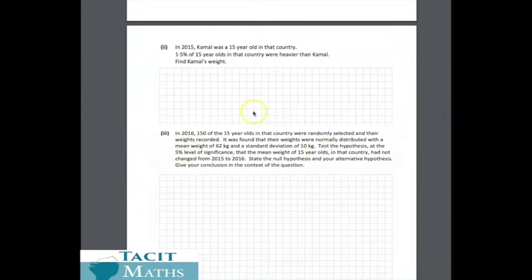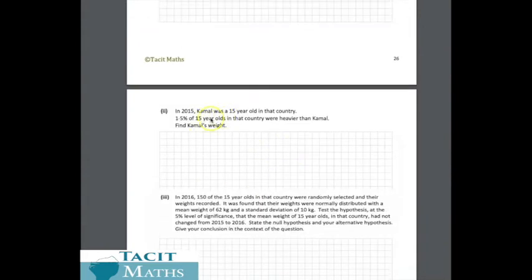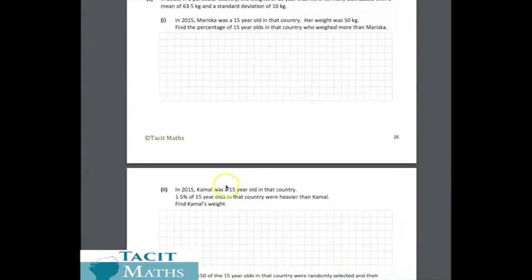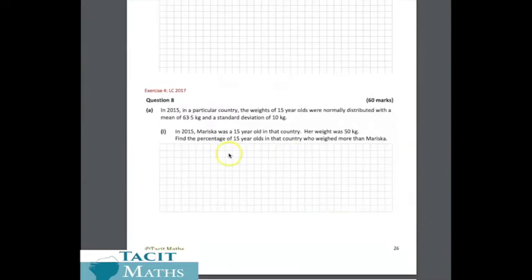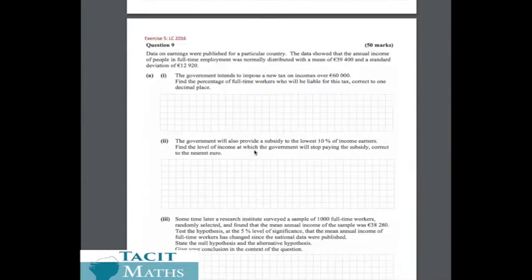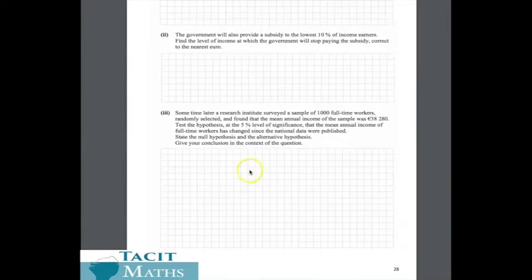But what you'll find is that in nearly all of these 50-mark questions, you will have a hypothesis test at some stage. To understand how to do a hypothesis test, you really need to have a good knowledge of all the other things. There's a common format to all of them. What you'll find is the more you practice.